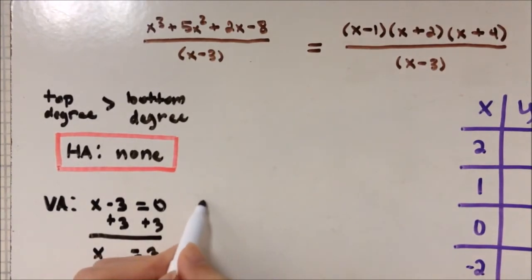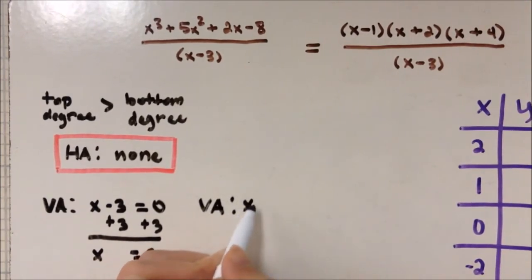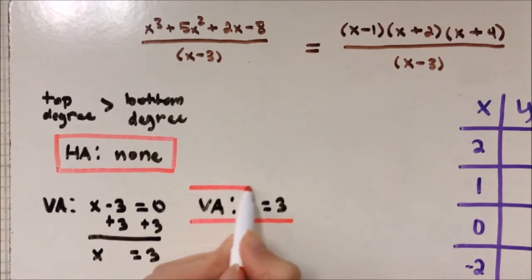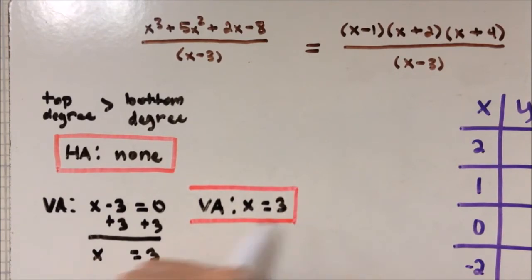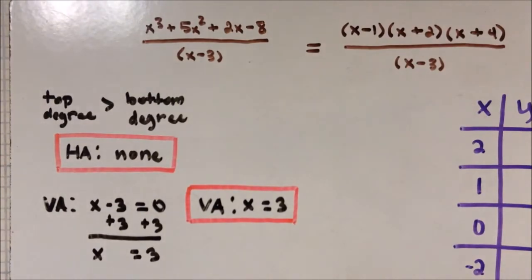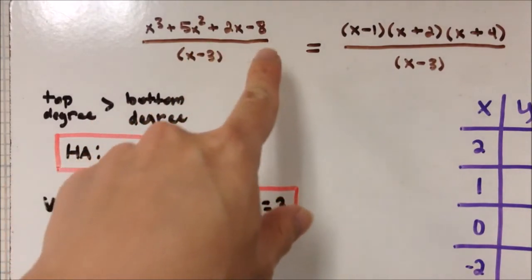So that's our vertical asymptote. Let me write right here, VA, x equals 3. And again, let's box that up because we're going to need that information when it comes to graphing. Alright. Those two pieces of information are not enough when it comes to graphing. Now, again, here it's x to the third plus 5x squared plus 2x minus 8 over x minus 3.